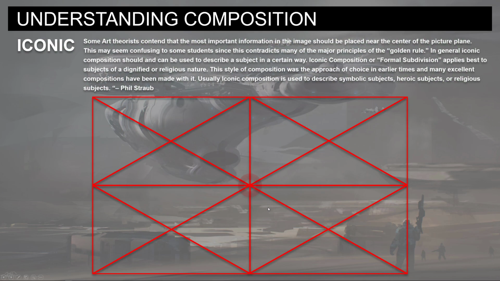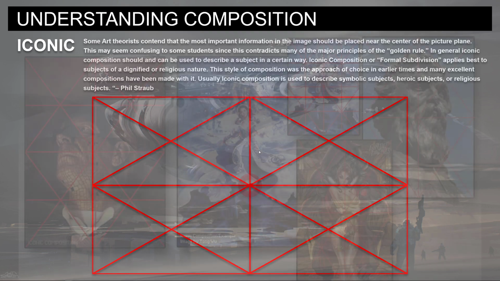So iconic. Some art theorists contend that the most important information in the image should be placed near the center of the picture plane. This seems to be confusing to some students since this contradicts many of the major principles of the Golden Rule. In general, iconic composition should and can be used to describe a subject in a certain way. Iconic composition for formal subdivision applies best to subjects of dignified or religious nature. This style of composition was the approach of choice in earlier times, and many excellent compositions have been made with it. Usually, iconic composition is used to describe symbolic subjects, heroic subjects, or religious subjects. Again, that's from Phil.